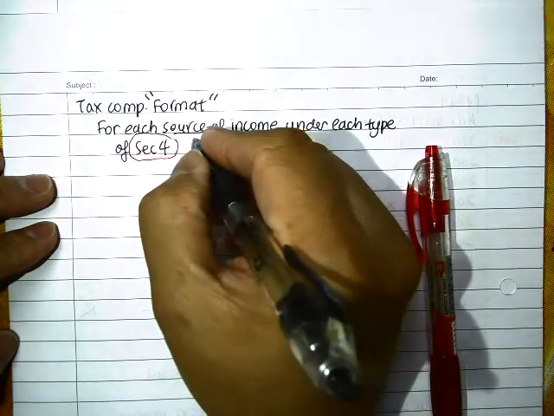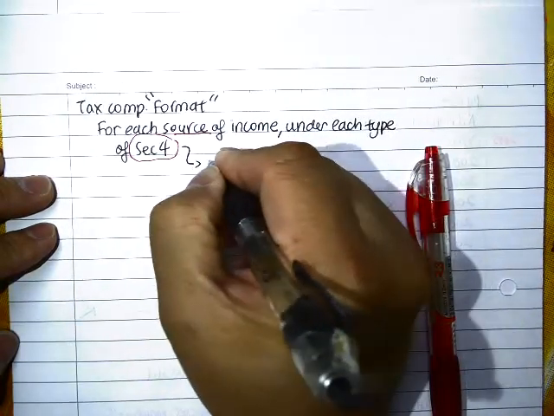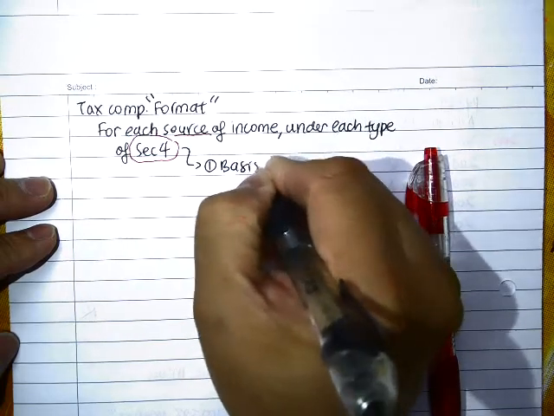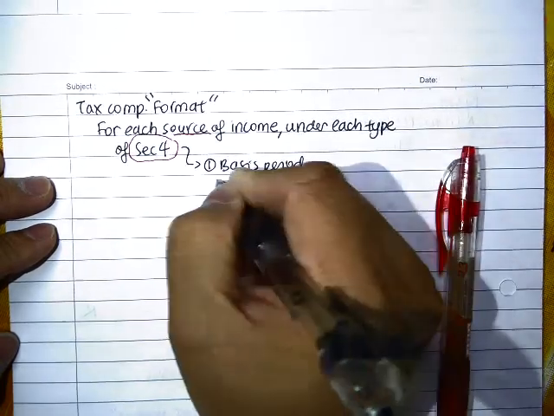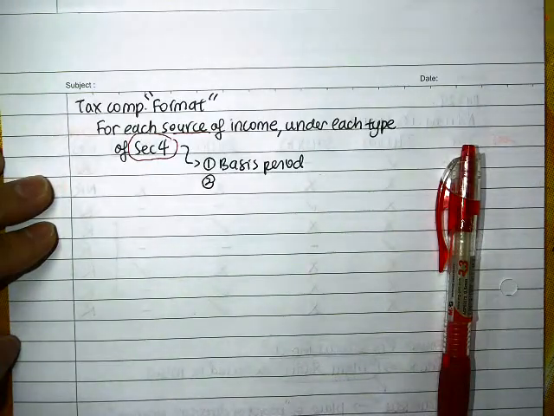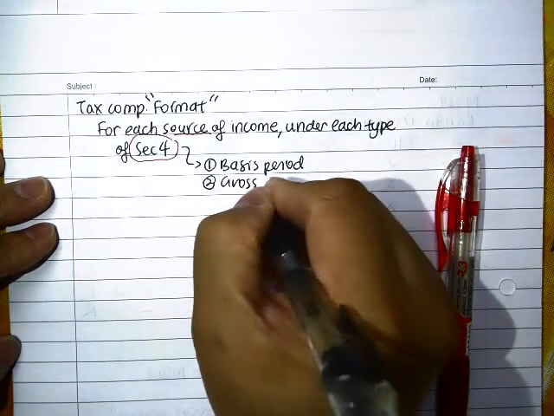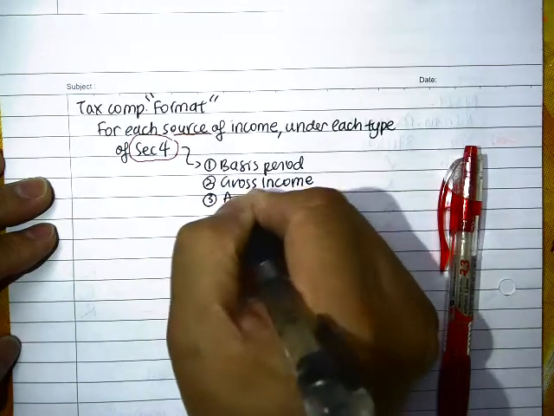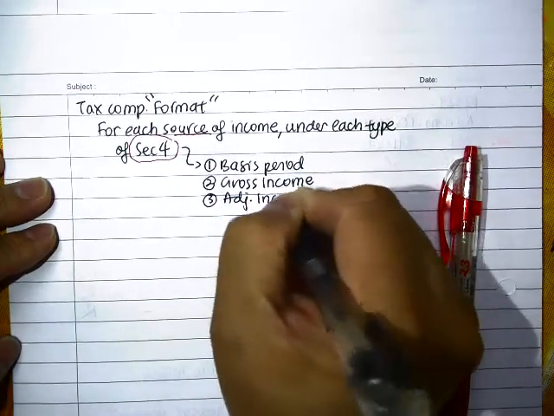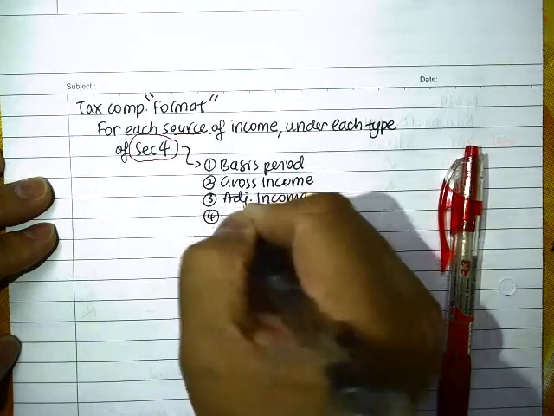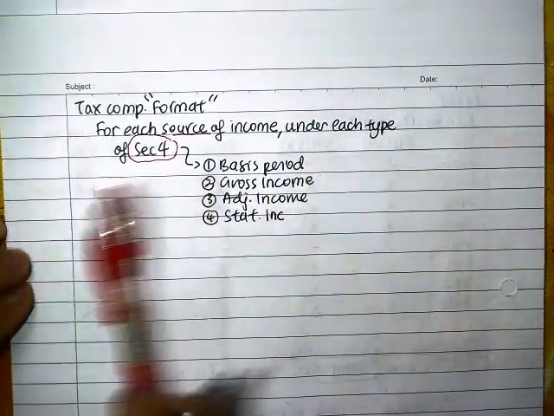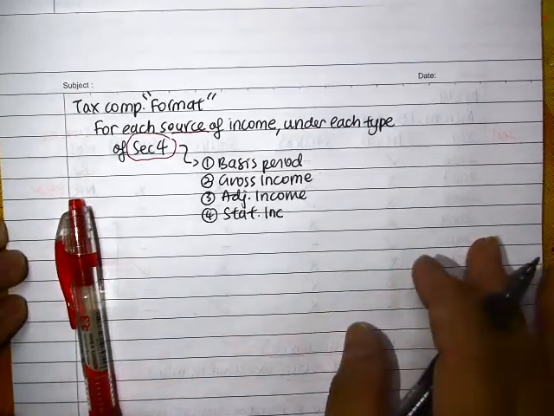Now, so these are how we look at sources. So for every source of your income, you have to work out a few things. 1, the basis. 2, the gross. 3, adjusted. And 4, statutory. Correct enough?